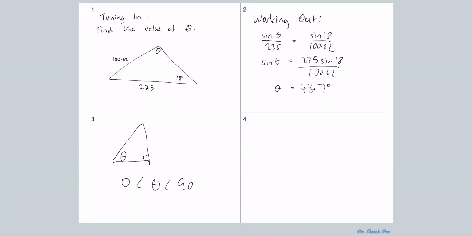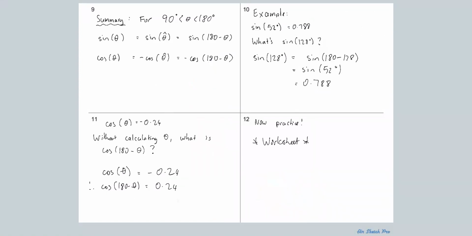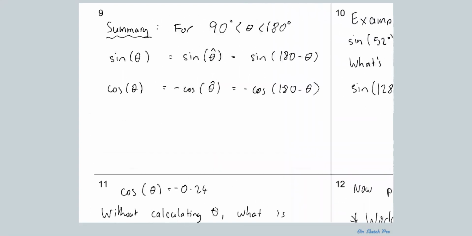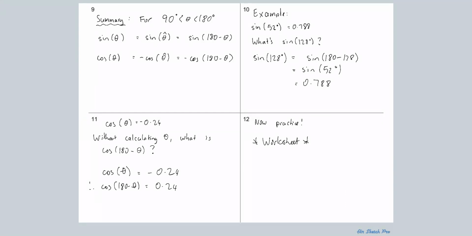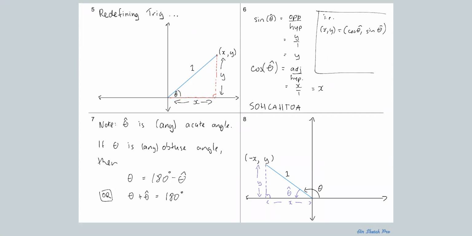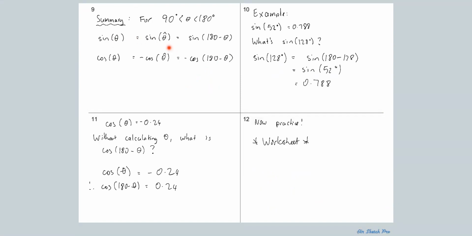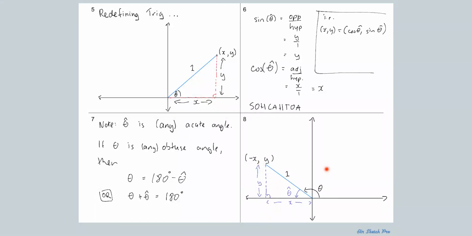Right, so moving forward, the summary will hopefully make this a little bit clearer. For an obtuse angle, so for theta between 90 and 180, the sine of theta, the obtuse angle, will be the same as the sine of theta hat. Have a look at the diagram again. Here is theta hat here. It's been reflected over here, but the sine will be opposite over hypotenuse. It's the same value. It's the same vertical distance away from the x-axis. Y and Y are the same. So sine theta will be the same as sine theta hat. It's the same y coordinate, just on the other side.